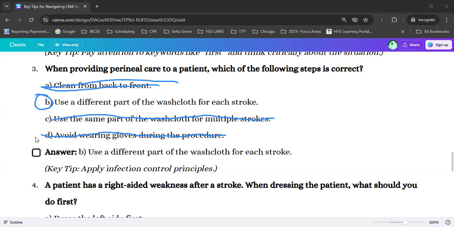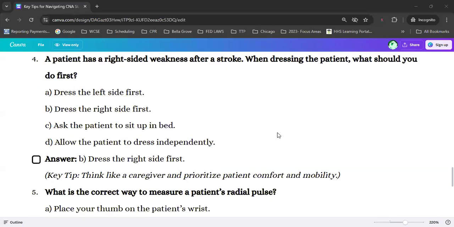All right, let's go to our next one. A patient has right-sided weakness after stroke. When dressing the resident, what should you do first? Ooh, this one is good. This is another skill that could be selected for a student in the state of Texas that is testable. So what would have helped you here is knowing the skill, and knowing how your state wants you to demonstrate the skill.